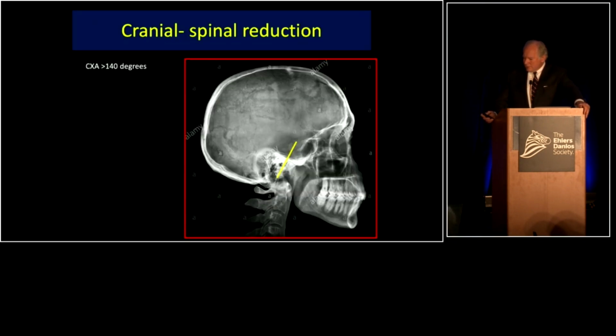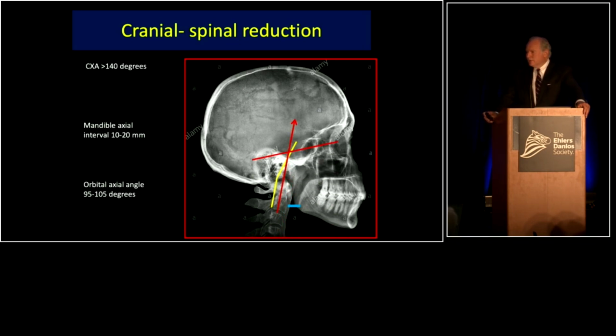So here's the reduction. We establish a normal clival-axial angle, a normal mandible to axial interval so the patient can swallow afterwards, a normal gaze angle. This is the orbital axial angle that we've developed so the patient has the appropriate gaze angle. If they're very tall, it's a little less. If they're short, it's a little bit more.